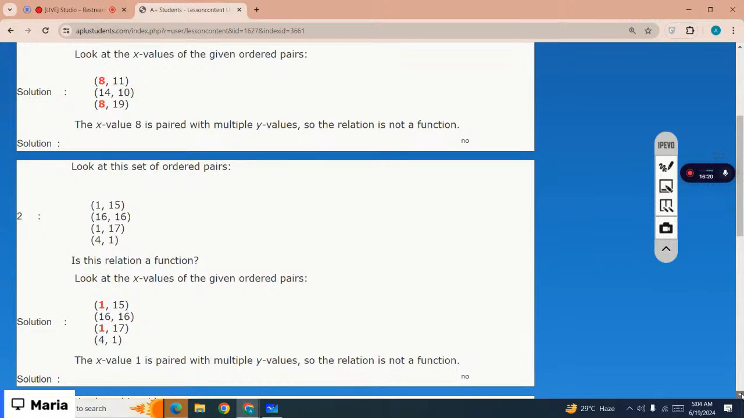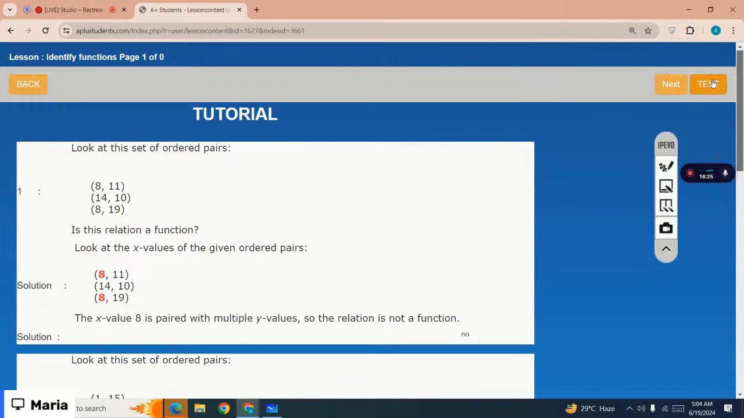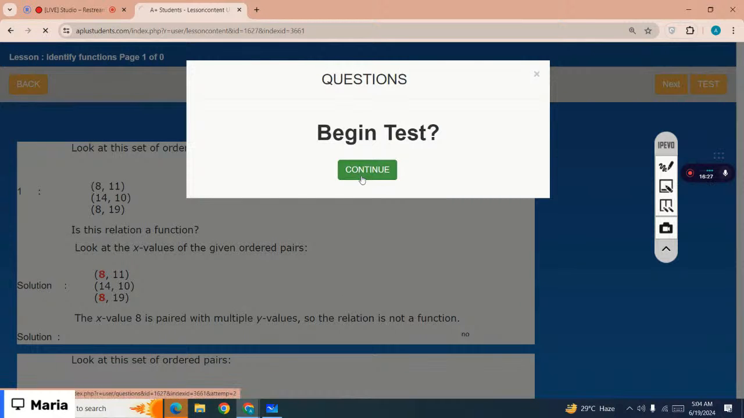For each x value, there must be one y value, right? So that means that is not a function.